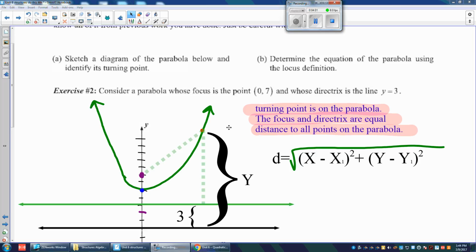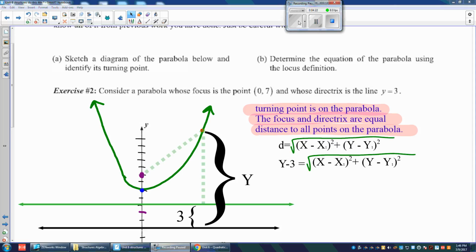So if we have 3 and we have y, let me see, what is this green dotted line going to be right there? Oh, it's going to be all of it minus the part, y minus 3. So this distance is going to be y minus 3. Got it? So basically what we're going to be doing here on the left-hand side of the equation is taking y and then the directrix, y minus the distance of the directrix from the x-axis, y minus 3. Now let's solve it by squaring both sides.